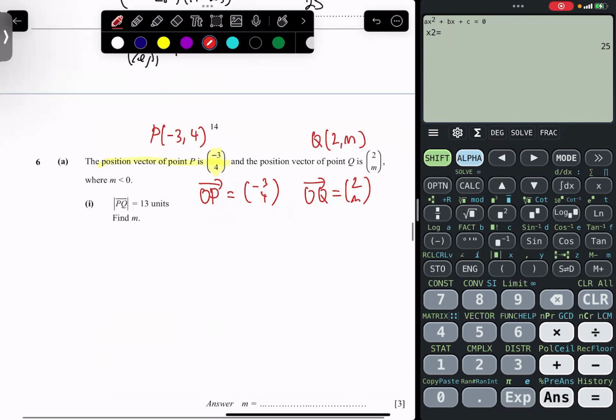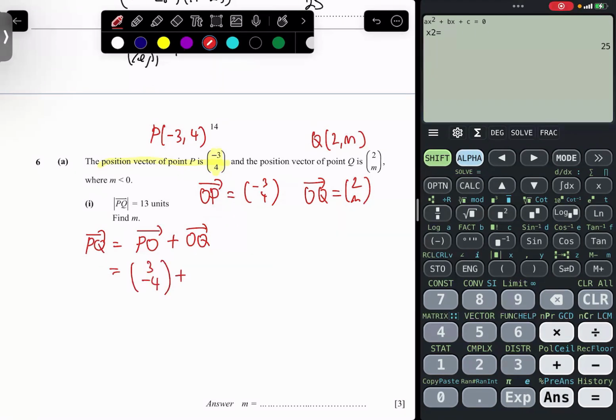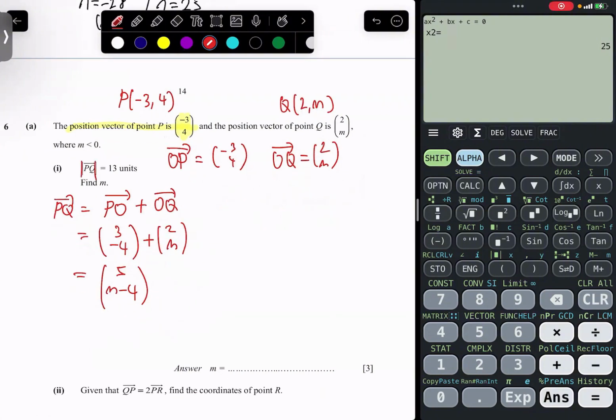PQ would be PO plus OQ. PO would be the opposite of OP, so it will be (3, negative 4) plus OQ, which is (2, n). So we have (5, n minus 4). Since this sign means the magnitude or the length, the length equals the square root of 5 squared plus (n minus 4) squared, and it is going to equal 13.